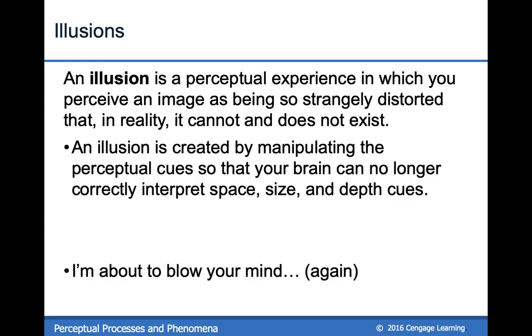So illusions are a perceptual experience in which you perceive an image as being so strangely distorted that in reality it cannot or does not exist. An illusion is created by manipulating perceptual cues so that your brain can no longer correctly interpret space, size, and depth cues. So I'm going to blow your mind again in the next couple of slides.